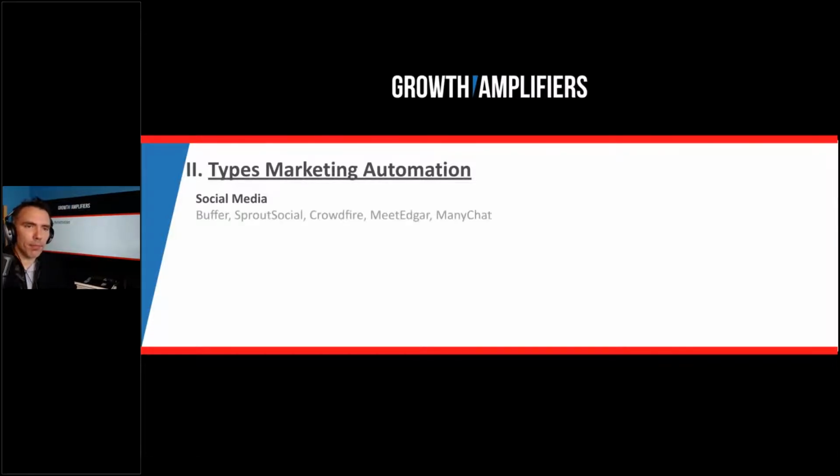Social media. You can automate social media with tools like Buffer or Sprout Social, Crowdfire, MeetEdgar, ManyChat. Whether you're looking to post your social media to certain channels at certain times, or you're looking to automate your chat with ManyChat, you can make social media be more consistent, be more effective. The tool MeetEdgar, I like that tool. You can build like a whole library of posts. They'll give you which post got the most interaction, and then you can even schedule those posts to kind of go on a cycle.